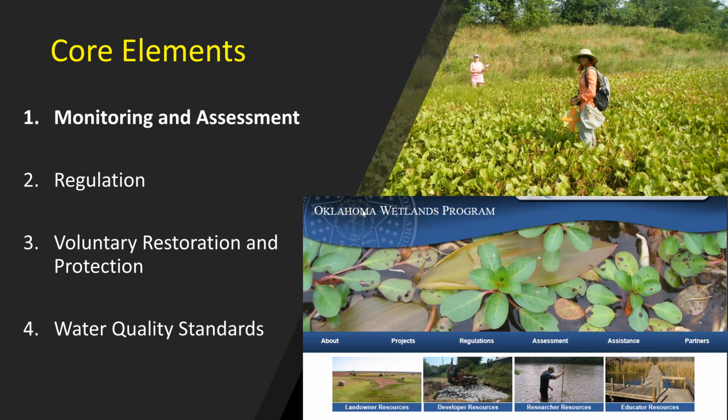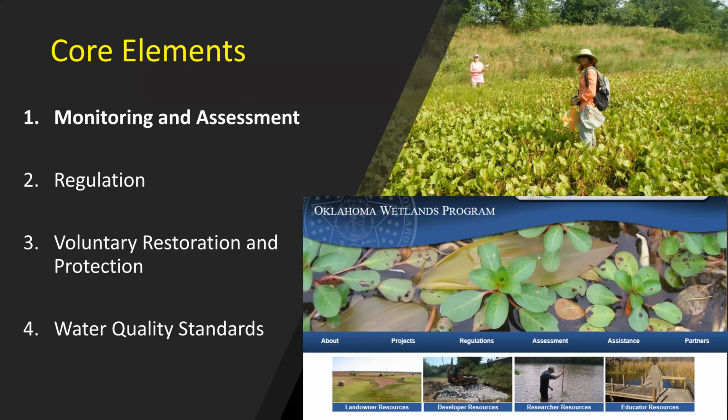Similarly, Oklahoma has what is called the Oklahoma Wetlands Program Plan. And this is a multi-agency effort. It's the Oklahoma Conservation Commission, a couple of universities and tribal agencies in Oklahoma that have gotten together and come up with a program plan for protection and conservation of wetlands in Oklahoma. The core elements are listed here on the left. But most importantly, monitoring and assessment, which is what I'm going to be talking about, is within these core elements of the Oklahoma Wetland Program Plan.